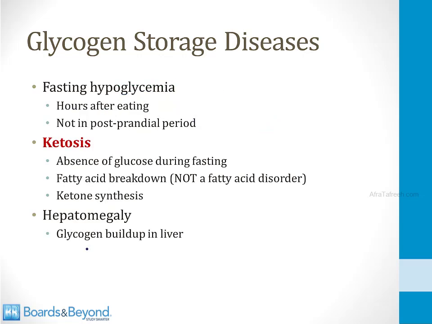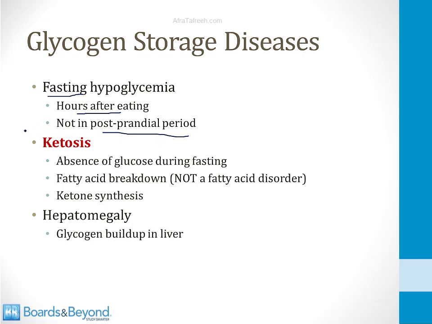Babies who have a glycogen storage disease develop fasting hypoglycemia, and the key word is fasting. They can't break down glycogen to maintain their blood sugar levels in the fasting period. So the hypoglycemia is going to present hours after eating, not immediately after eating. In other words, it won't present in the postprandial period.